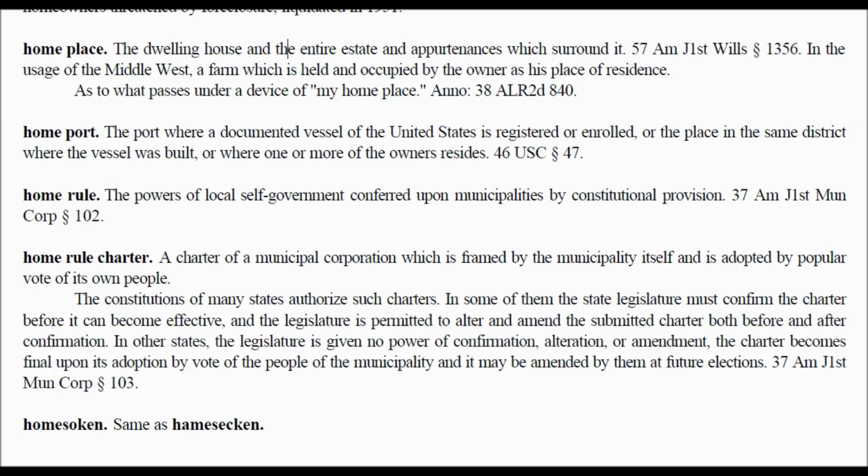According to Ballantyne's Law Dictionary, third edition, 1968, a home rule is basically the power of local self-governing conferred upon municipalities by constitutional provision. So when you look into their charters and it says that they are a home rule unit, automatically they're bound by the constitutional provision, because the Constitution is what confers or grants them the ability to engage in their private affairs. Without the power of the Constitution, they cannot engage in the things that they're doing. And who confers that power? The people.